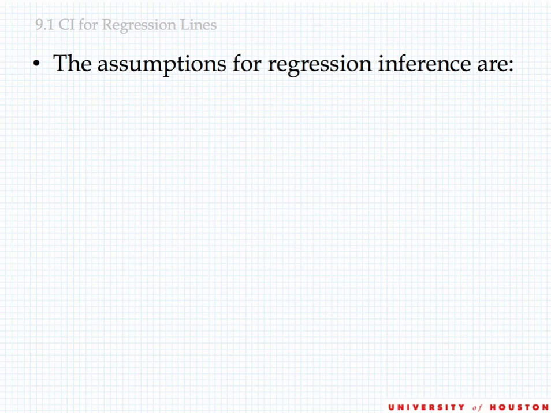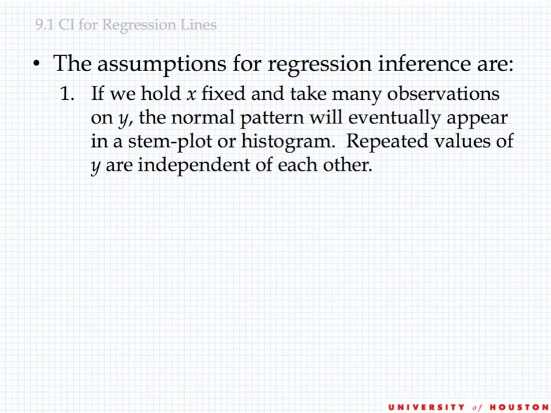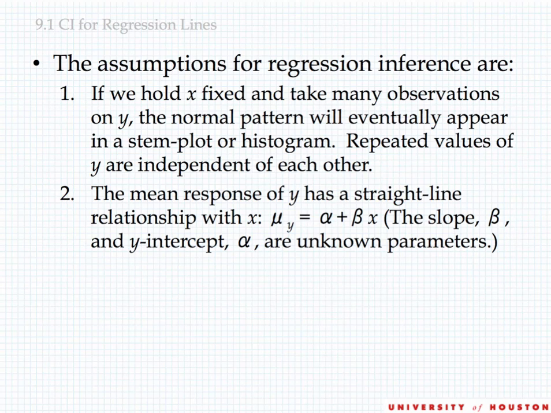The assumptions for regression inference are: if we hold x fixed and take many observations of y, the normal pattern will eventually appear in a stem plot or histogram. Repeated values of y are independent of each other. The mean response of y has a straight line relationship with x.